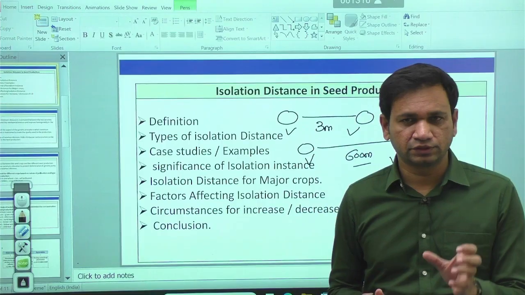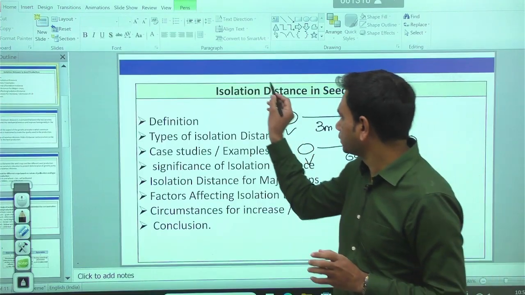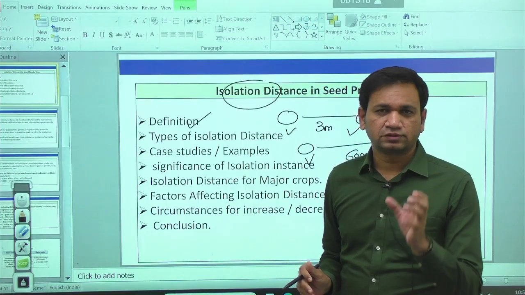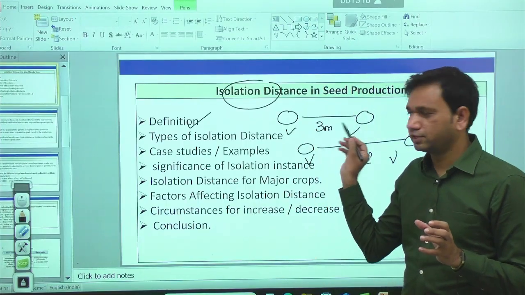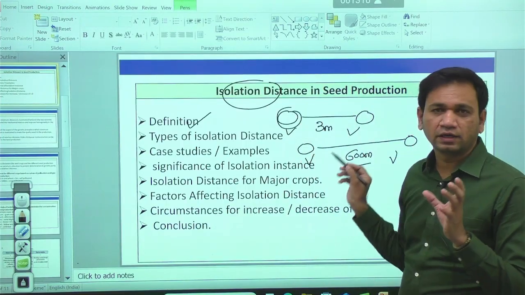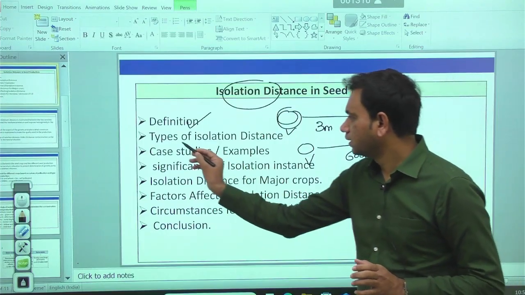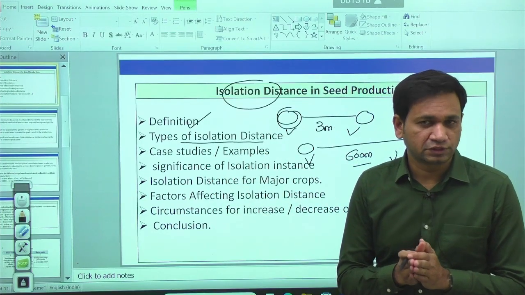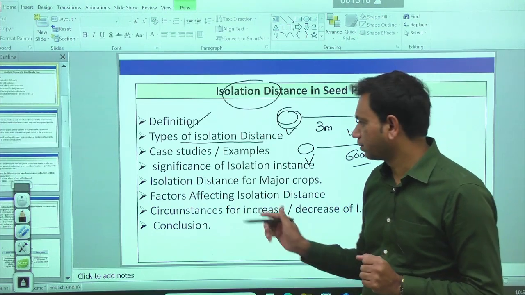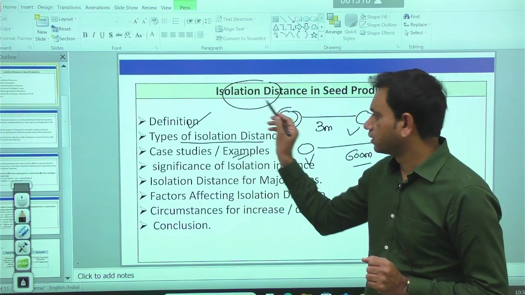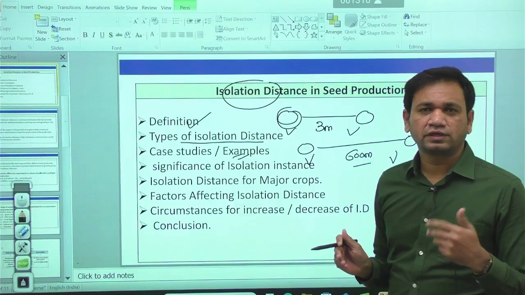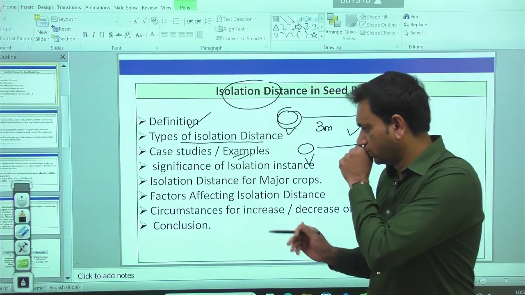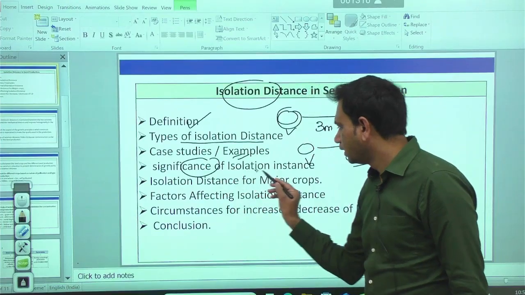In the UPSC, for example, we can expect the question: what do you understand by isolation distance? In that case, the minimum distance is maintained between one variety plot and another variety plot. Then we have the types of isolation distance; within that, three types are possible. Then we have some examples, showing what kind of contamination we are minimizing in different crops. Apart from that, we have the significance of isolation distance.